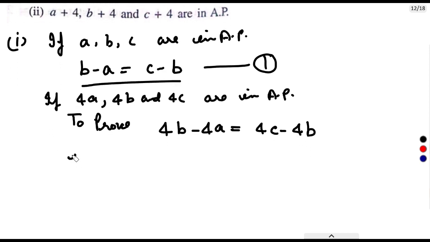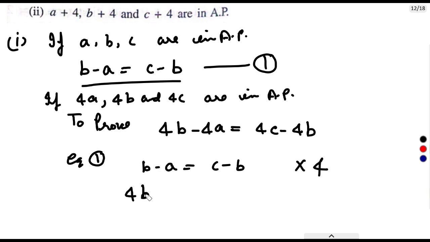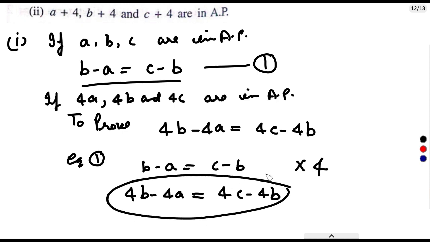Consider the equation 1 and multiply this equation by 4. We will get 4B minus 4A is equal to 4C minus 4B. This is the required condition for 4A, 4B and 4C being in AP.